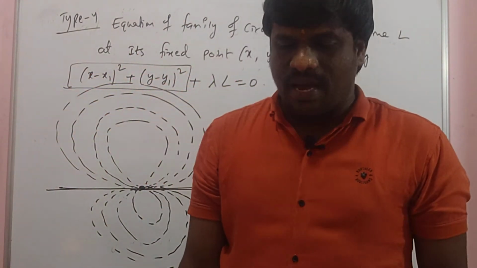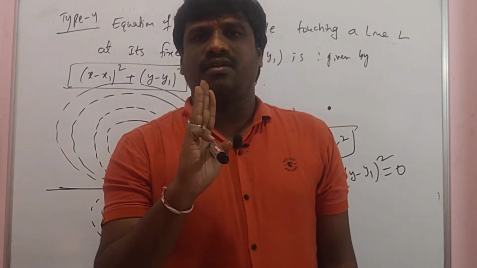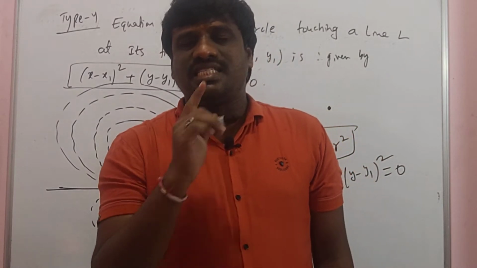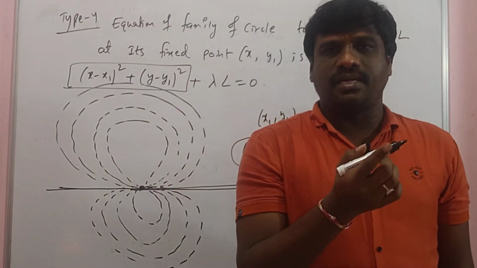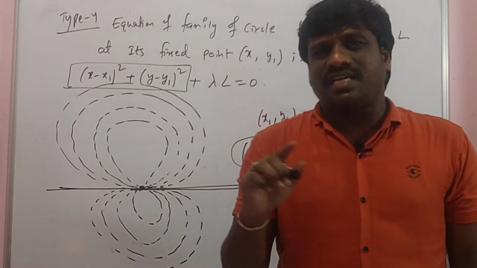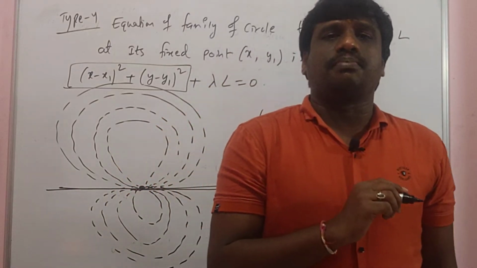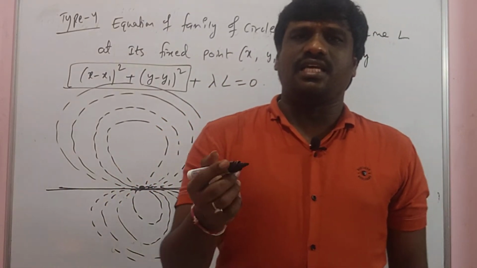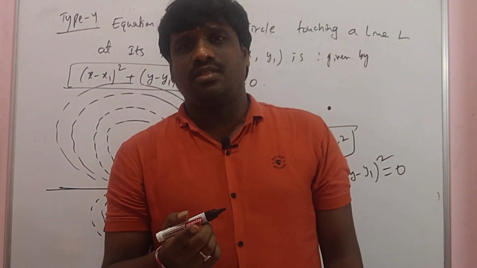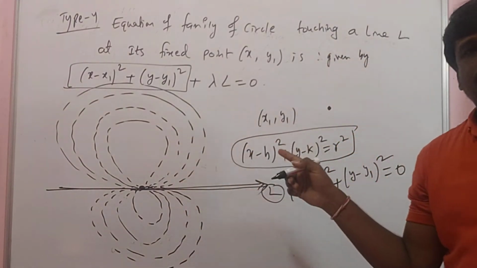Dear students, in family of circles, type number 1, type number 2 and type number 4 are important. The rest are not that important. That is the reason I explained more problems on type number 1 and type number 2. Type number 3 is not that important, but we should never neglect anything, since we cannot predict what JEE will ask in any year. So I also gave an example on type number 3. Now we are discussing type number 4, and I have explained what it is.